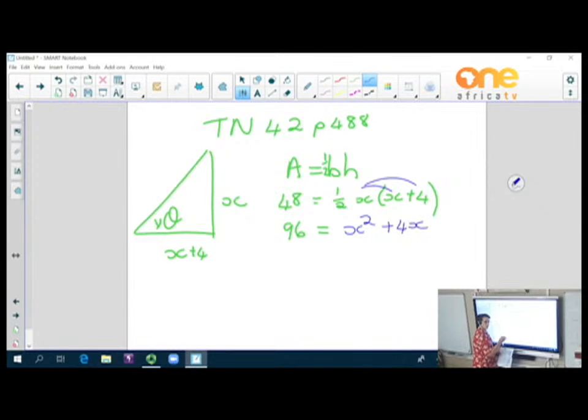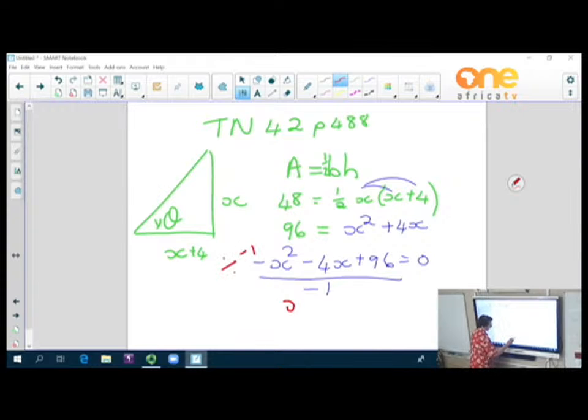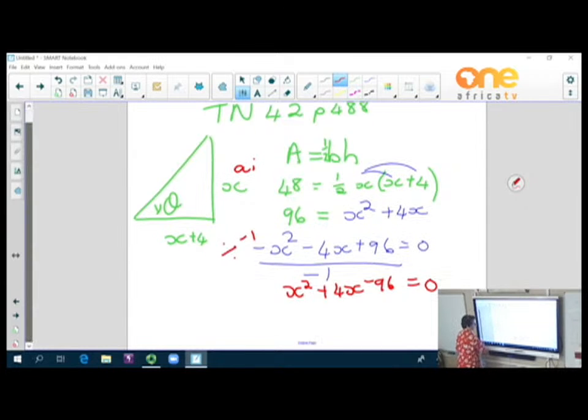Look, they're on the left-hand side, so you have to bring them over: negative x squared, negative 4x, plus 96 is equal to 0. Then we have to show that we're dividing this by negative 1. You can either do it like this, or write here divide by negative 1. Then we have x squared plus 4x minus 96 equals 0. So that's then number A1. Then they say solve this equation.